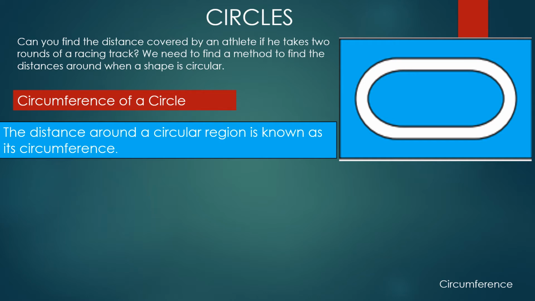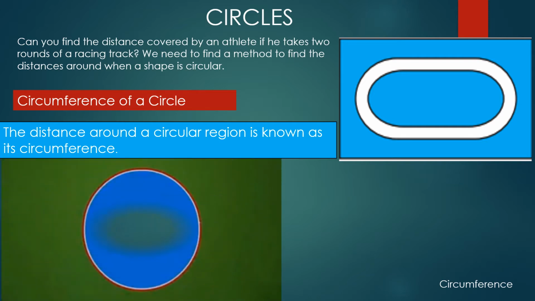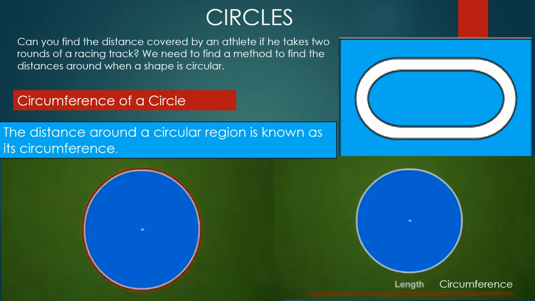But we can find the distance around a circular card by wrapping a string on the edge of the card and taking it all around it. Thus, we notice that measuring distance around a circular object is very difficult, so we need some formula for finding this.